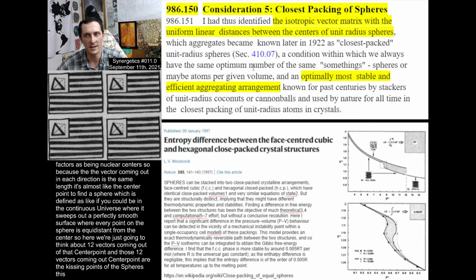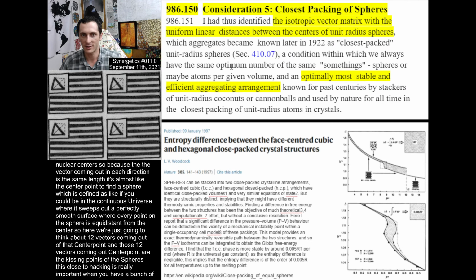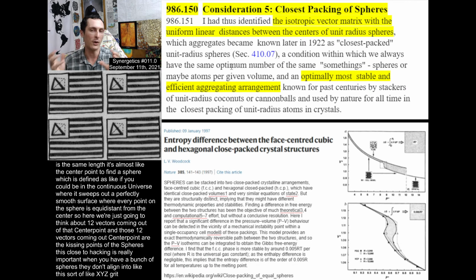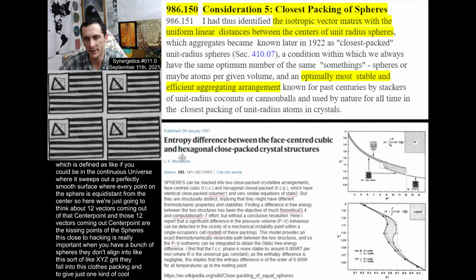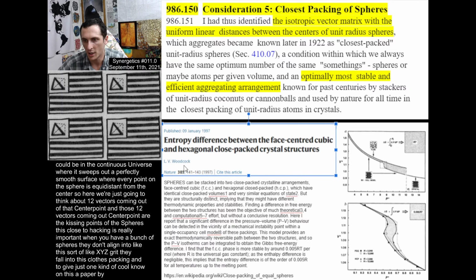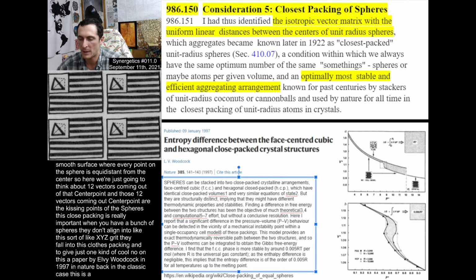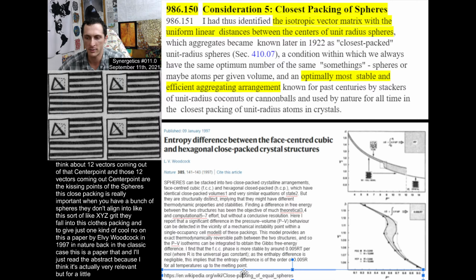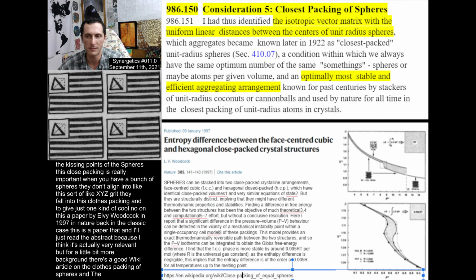This close packing is really important. When you have a bunch of spheres, they don't align into this sort of XYZ grid. They fall into this close packing. And to give just one cool note on this, a paper by L.V. Woodcock in 1997 in Nature, back in the classic days. I'll just read the abstract because I think it's actually very relevant. For a little bit more of a background, there's a good wiki article on the close packing of spheres and the cannonball problem specifically.